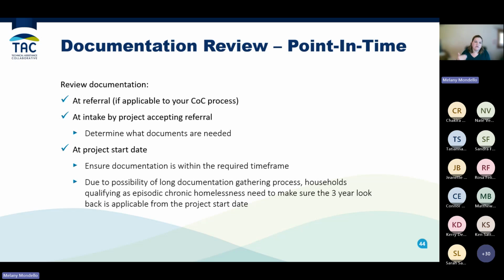But I think because you're talking about it so much, the final documentation in your chart can get really confused. So it's totally okay to have all those notes from pre-project start date, but at the end of this, you really need to bundle it down to: this is my homeless documentation that I would send to my funder. If they said, send me your file, I want to make sure that you're serving eligible people.